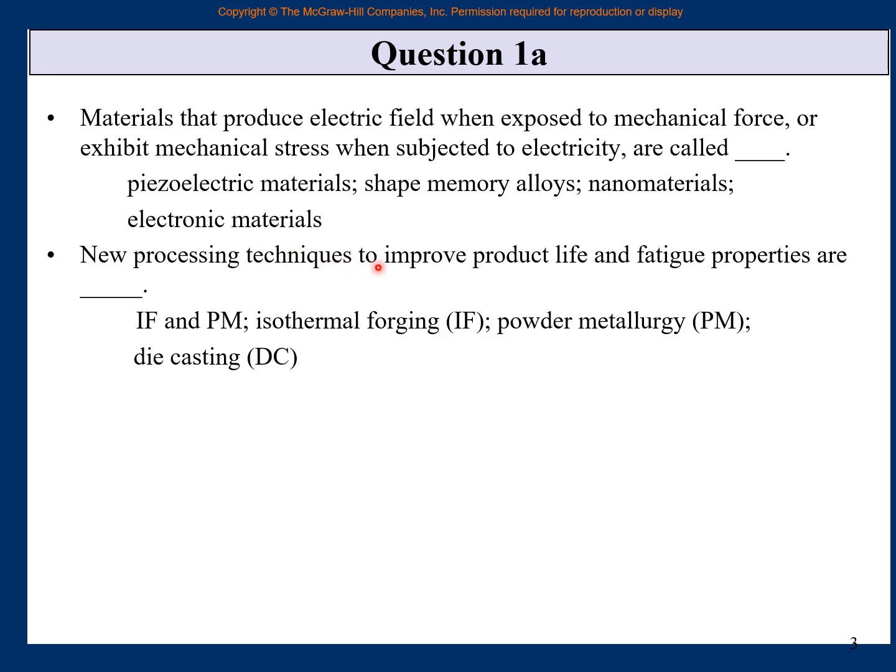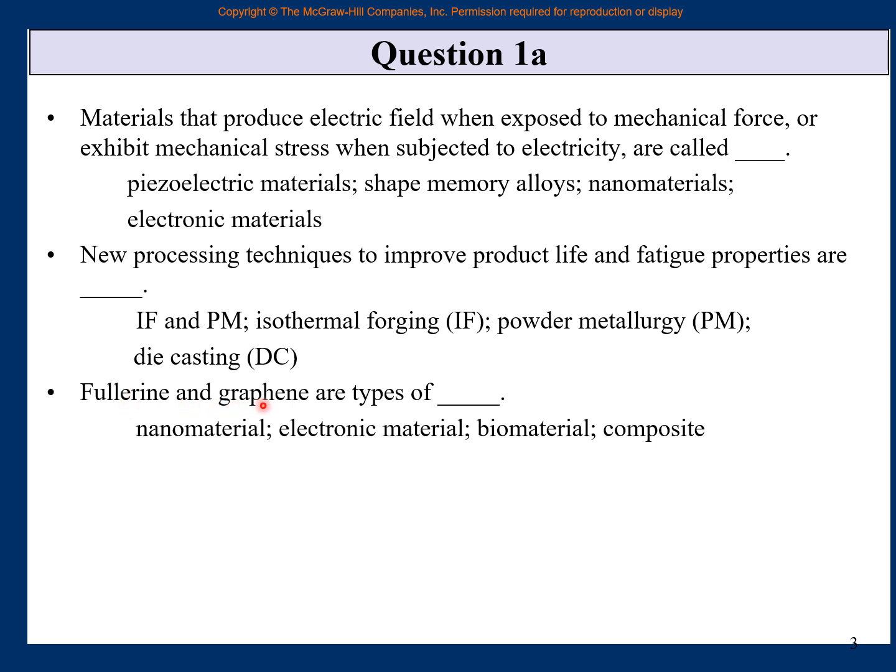New processing techniques to improve product life and fatigue properties are which one? Isothermal forging, IF, powder metallurgy, PM, die casting, DC, or both of these. IF and PM means isothermal forging and powder metallurgy. So if you remember this part of the first chapter, then both these techniques, isothermal forging and powder metallurgy, are very good to produce things which have long life and good fatigue properties. Next one.